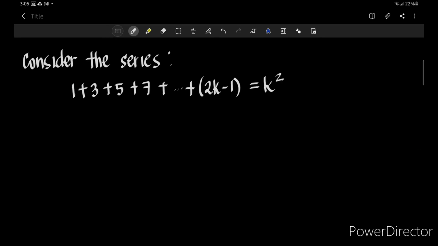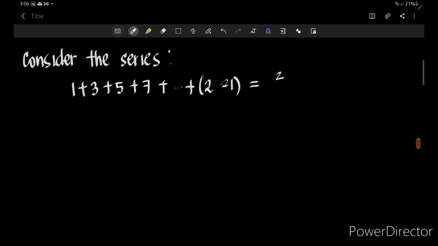Now, another example. Consider the series 1 plus 3 plus 5 plus 7 plus all the way up to 2k minus 1. Palitan natin ito siguro ng n. Gawin natin itong 2n minus 1 tapos n squared. Okay. 1 plus 3 plus 5 plus 7 plus dot dot dot plus 2n minus 1 is just equal to n squared. Okay. Ito ay sum or series ng mga odd numbers, no?